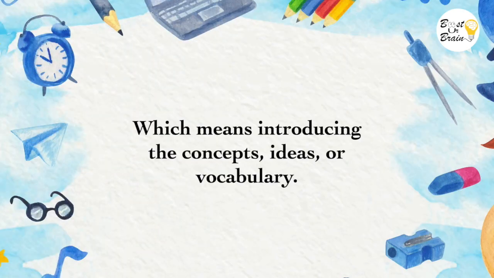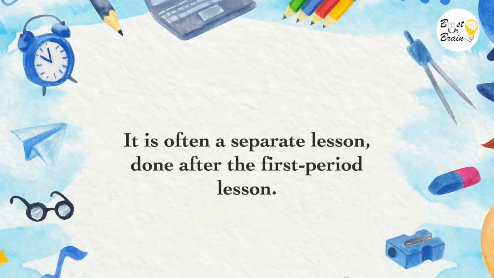As the name suggests, the three-period lesson consists of three parts or periods. The first period is naming, which means introducing the concept, idea, or vocabulary. The second period is recognizing. It is often a separate lesson done after the first period lesson. Its purpose is to extend the concept presented in the first lesson.